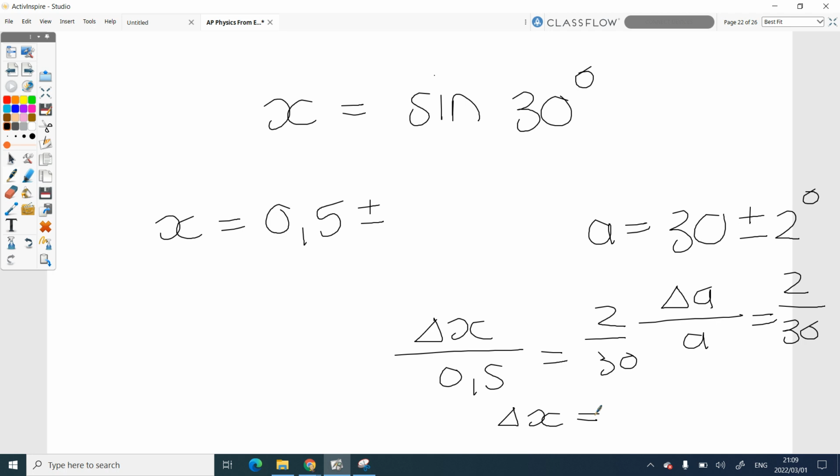I have to multiply that by my 0.5, which is my answer for x. And that gives me 1 over 30 or 0.03. So 0.03. But remember, I cannot put my uncertainty to more significant figures than my actual value. So if this is 0.5, I have to have this to the same number of decimal places, which is a problem here, because I just made up these values.